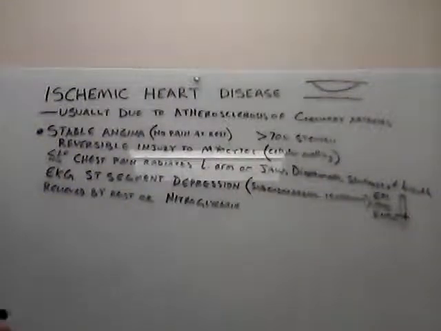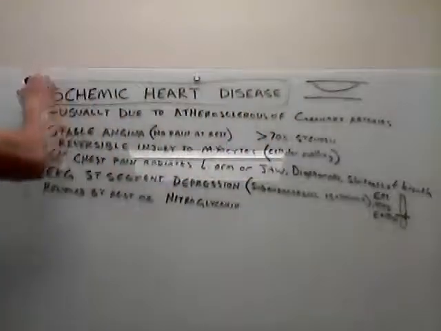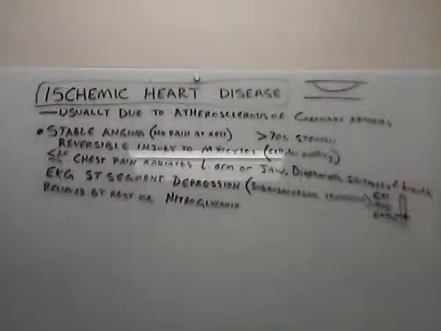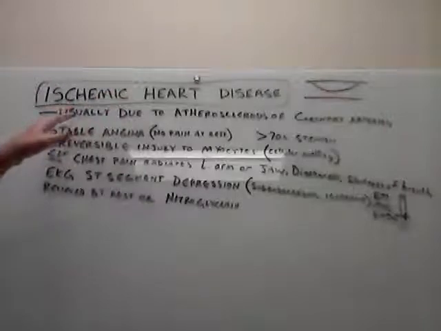So I'm going to be talking about ischemic heart disease, and there are several kinds of ischemic heart disease. The first one I'm going to be talking about is stable angina. Then I'll talk about unstable angina and move forward from there. But first of all, ischemic heart disease.